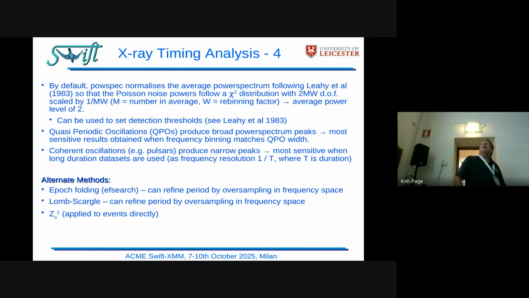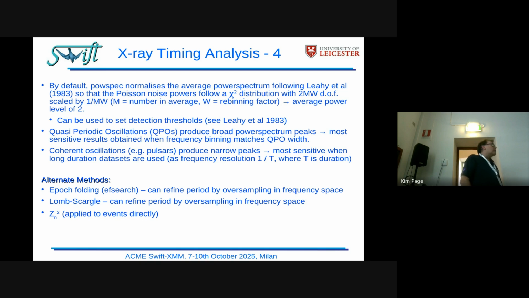I've only shown you how to do this with the power spectral tool in FTOOLS. There are other methods available, not all of them in FTOOLS, but one is epoch folding, called efsearch. If you have a period, you can define it, and it will oversample in frequency or period space, so you can get a more accurate period from an epoch folding search analysis.